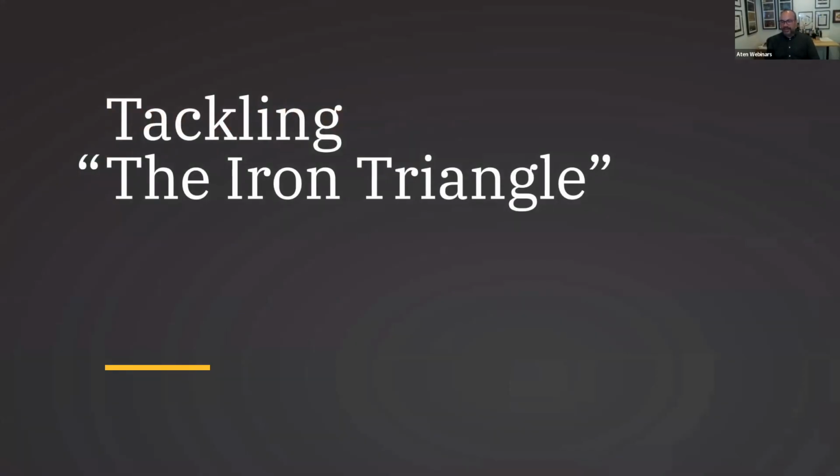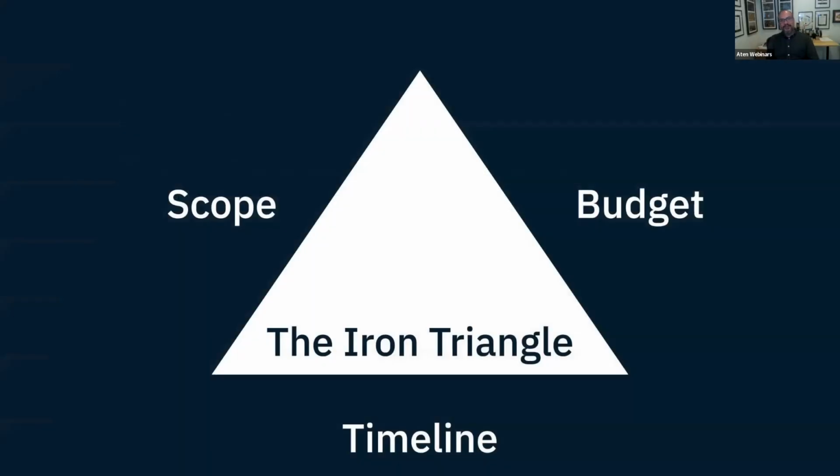If you're not familiar with the iron triangle, it's a metaphor. It represents the three legs of every project that you'll encounter. It will have a scope, budget, and timeline. These three legs represent the constraints of your project. And what we need to do at this point, how do we get started, is we need to define the scope, budget, and timeline of what we're trying to take on.